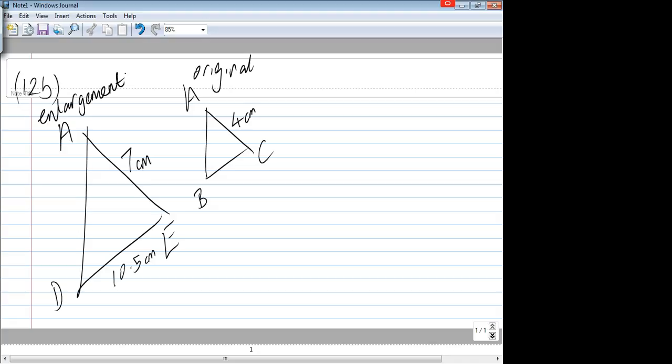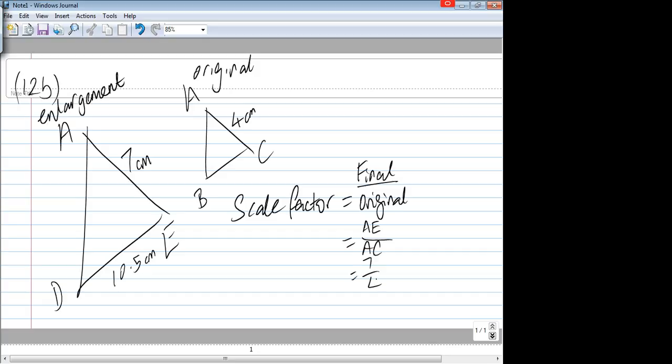So scale factor equals to? Yeah, final over original. So let's write that down first. Final over original. And we are talking about lengths here. So what's my final length? Which length can we compare? 7 and 4. AE over AC, which gives us 7 over 4. That's it. That's the answer. That's my scale factor.